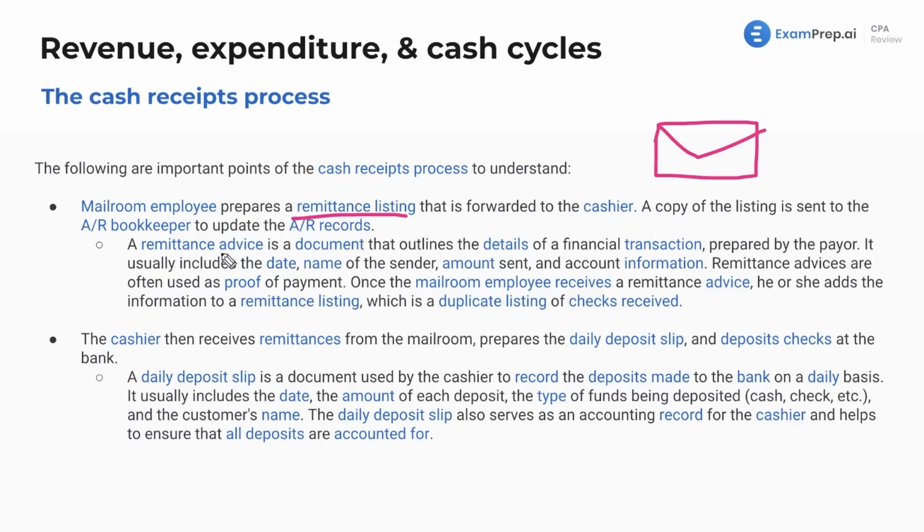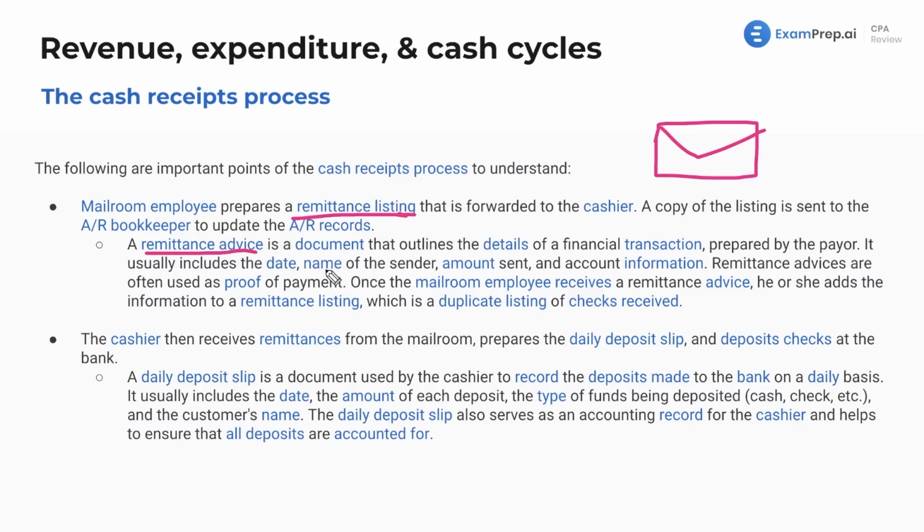Now, the remittance advices are all put on this remittance listing. So the remittance advices come in the envelope from the different customers. The mailroom employee is going to put them all together on a remittance listing. This is a big old list. Obviously, the auditor can use it to facilitate the audit of these cycles and the process. The listing here, right? Obviously, so we talked about that.